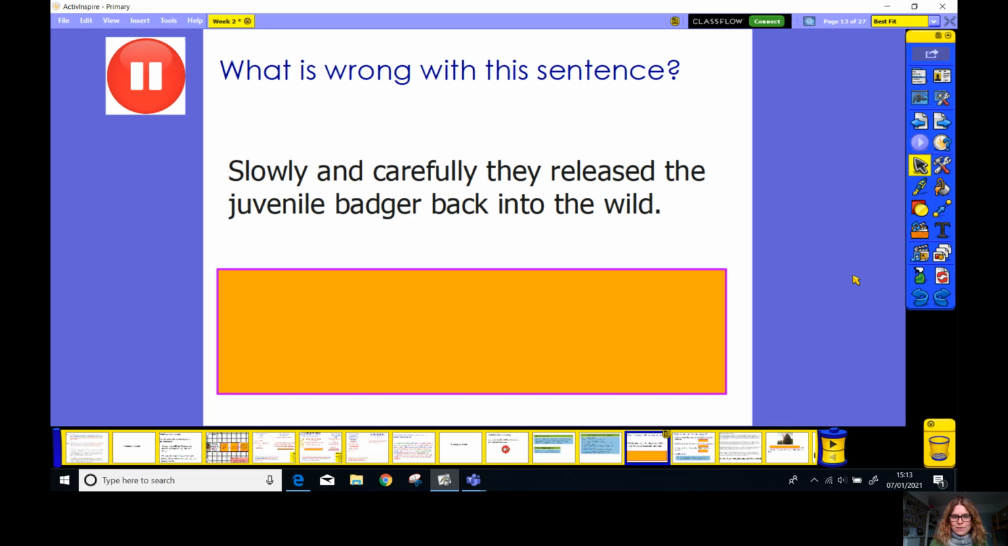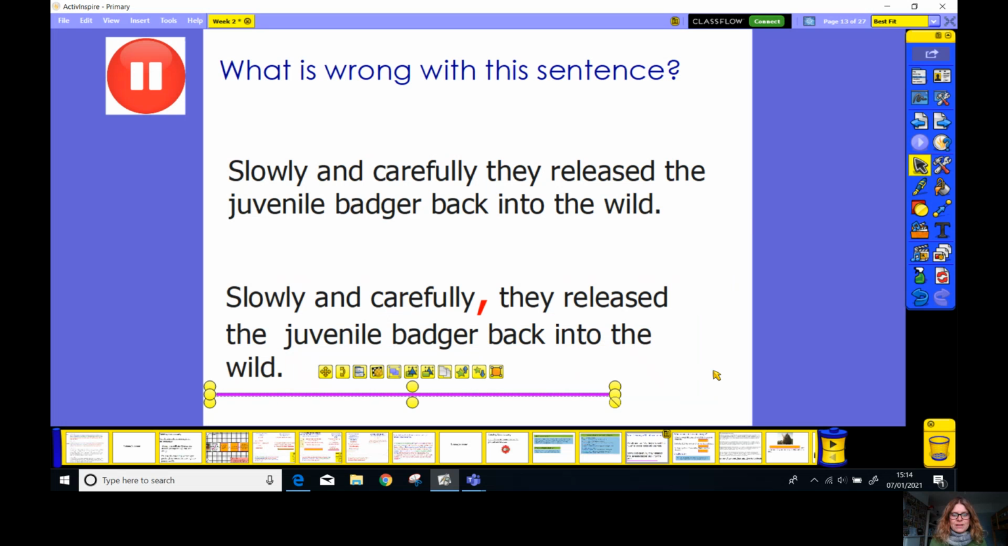Well done. Now, hopefully you have found what's missing. And I talk about this lots in Year 4, don't I? Well, what is missing is the comma, isn't it? It should have a comma. Let me show you. There should be a comma there. Slowly and carefully, they released the juvenile badger back into the wild.